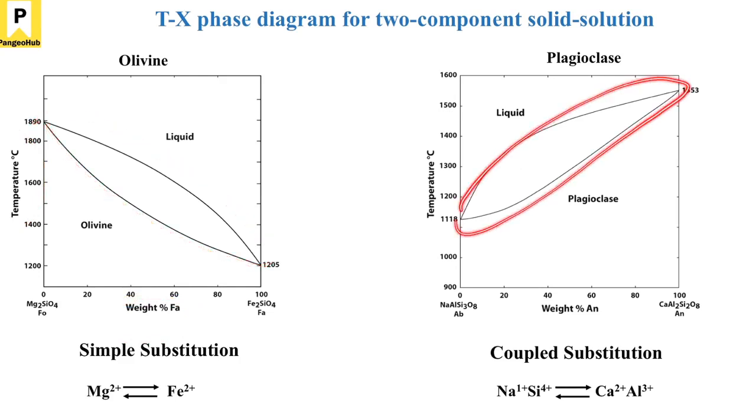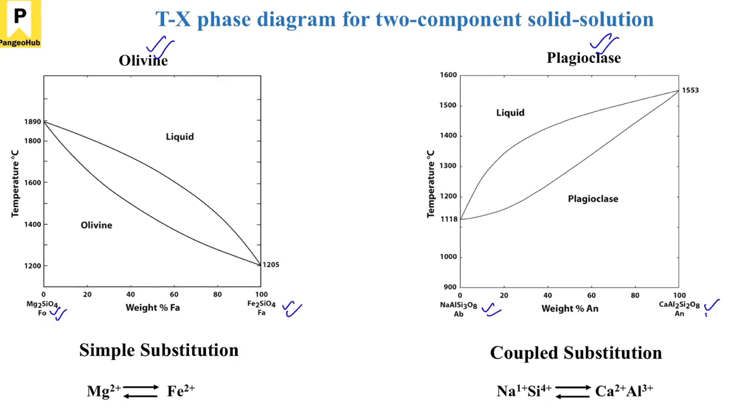Now you have examples of two common minerals in petrology that we always discuss. They have extensive solid solution. One is olivine and the other one is plagioclase, having extensive solid solution between the end members forsterite and fayalite, and then you have albite and anorthite here. Both of them show substitutional solid solutions.